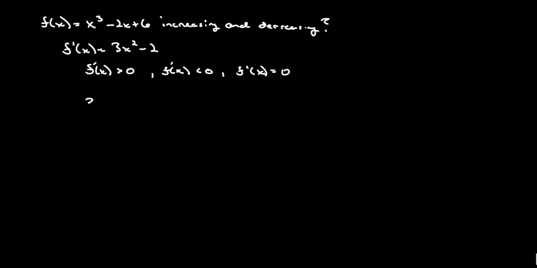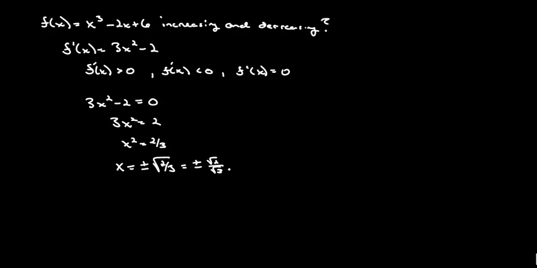Well, we've got 3x squared minus 2. Let's set that equal to 0 because that's f prime. So that gives me 3x squared is equal to 2, or x squared is 2/3, which tells me that x is equal to plus or minus the square root of 2/3, or plus or minus the square root of 2 over the square root of 3, which is plus or minus the square root of 6 over 3.